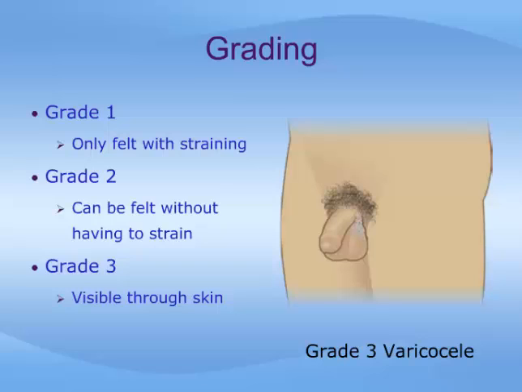Grade 1 is a small mass that can be felt only present during a Valsalva maneuver, where a deep breath is taken and held and pushed downwards to increase abdominal pressure. Grade 2 is a moderate-sized mass that can be felt without this straining maneuver. Grade 3 is a large mass visible through the skin of the scrotal sac.